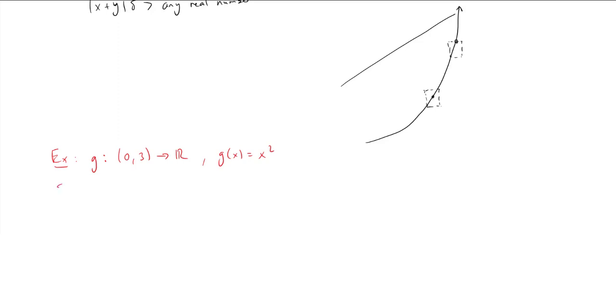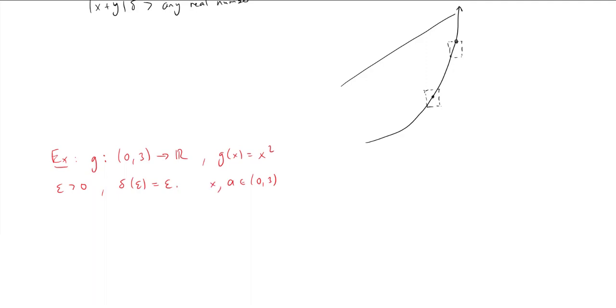Okay. So again, we're going to choose some epsilon greater than 0. And now I'm just going to set my delta to be epsilon itself. So if I have some point a inside 0, 3, I want to show that g is continuous at a.